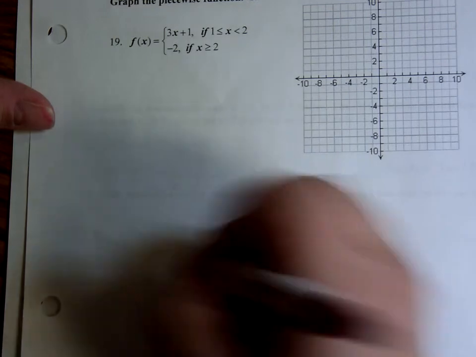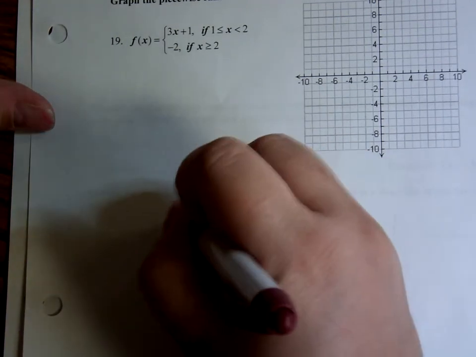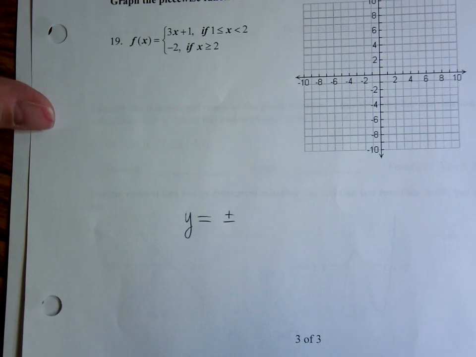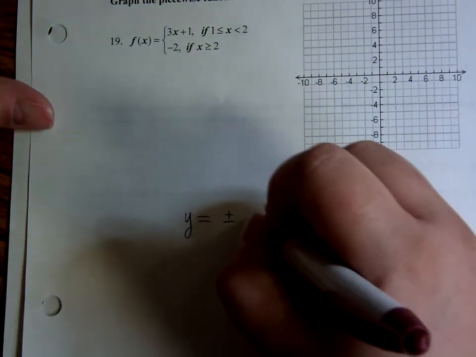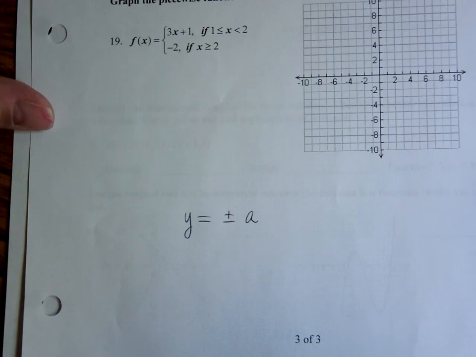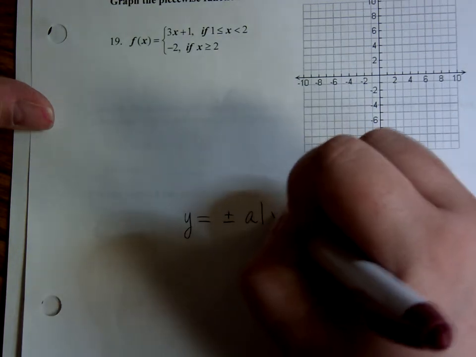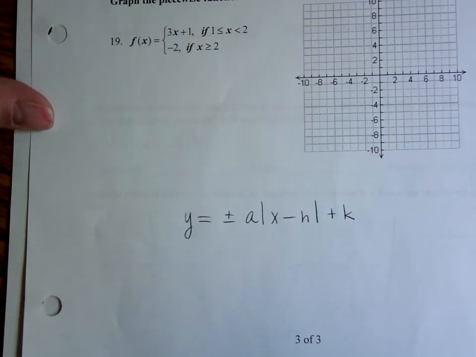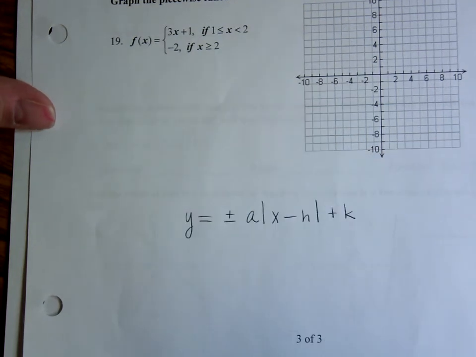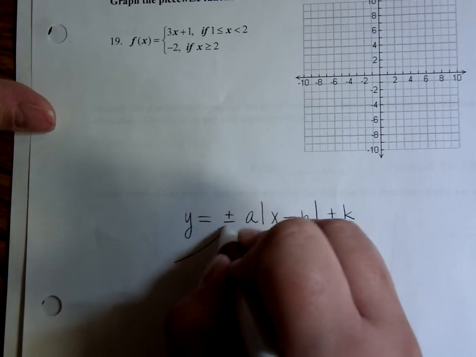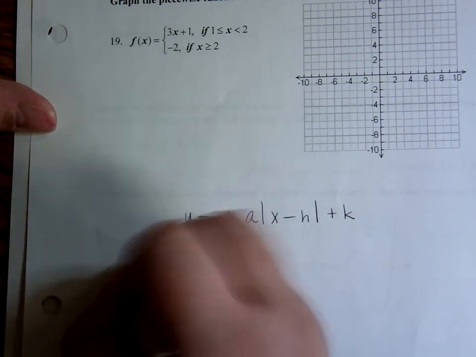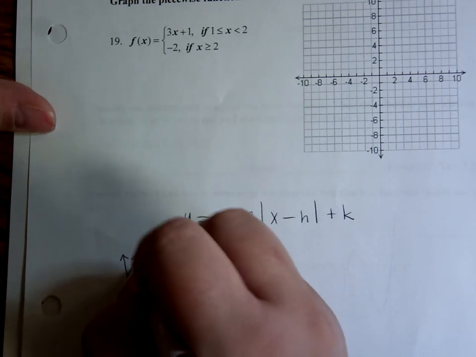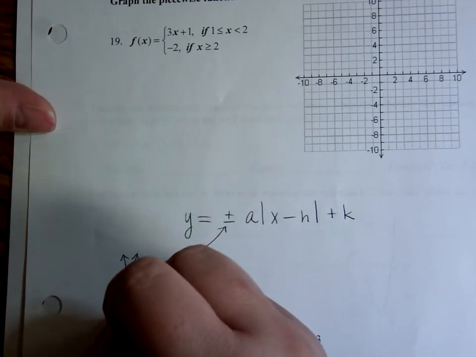This is what's been on the board. After y equals, we've got whether or not it's a plus or minus. Then we've got the number in front of the absolute value. And then we've got the things that are plus or minus. That's the h and the k. The plus or minus out front is all based on whether it opens up or down.